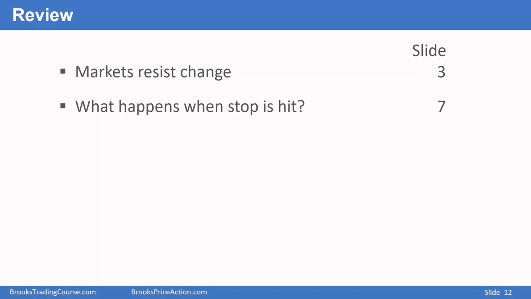I also talked about what happens when the stop is hit. If you are in a trade and you have a logical location for the stop, and the stop gets hit, 50% chance when the stop gets hit, you're in the start of an opposite trend. 50% chance the market will again reverse in your original direction.